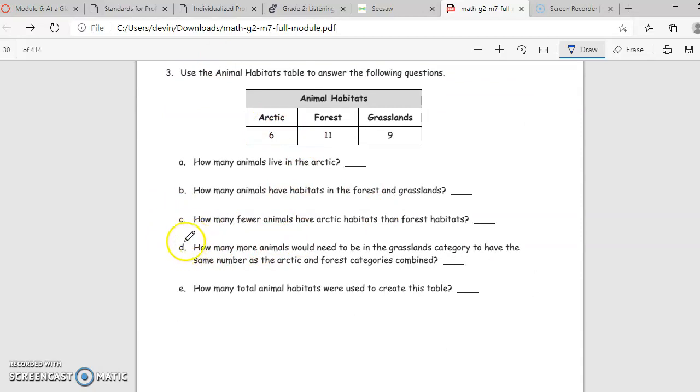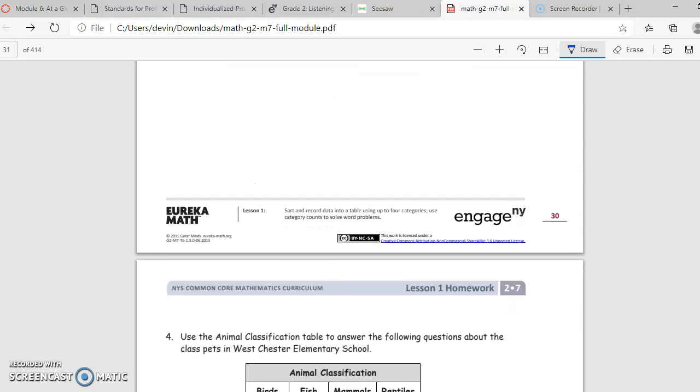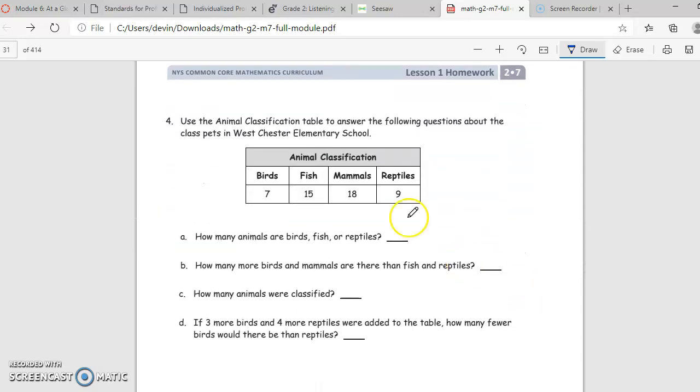Q1's part D is like a 3-part question. How many more animals would need to be in the grasslands category to have the same number as the Arctic and forest categories combined? And number 4 is the chart.